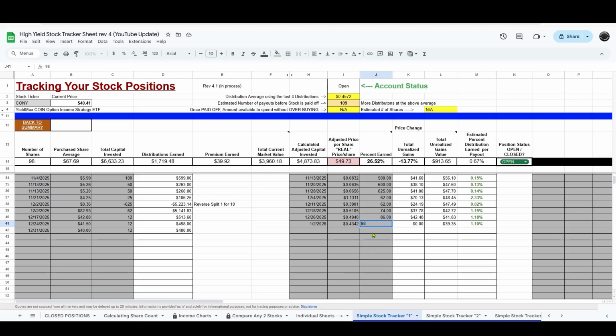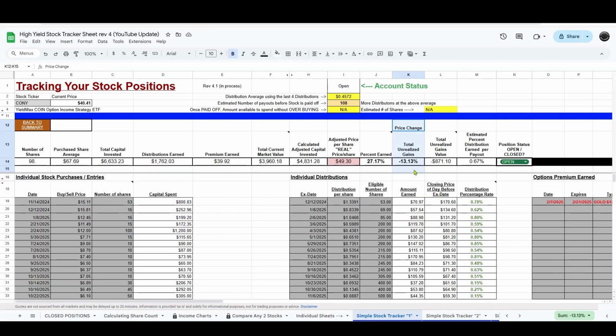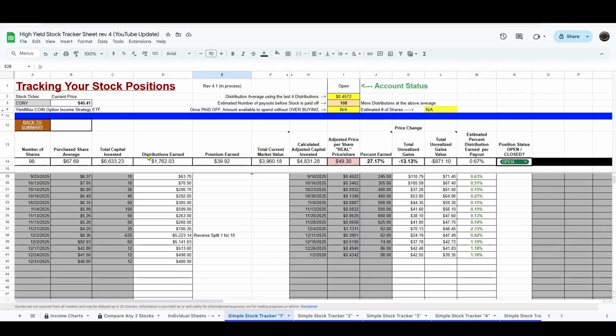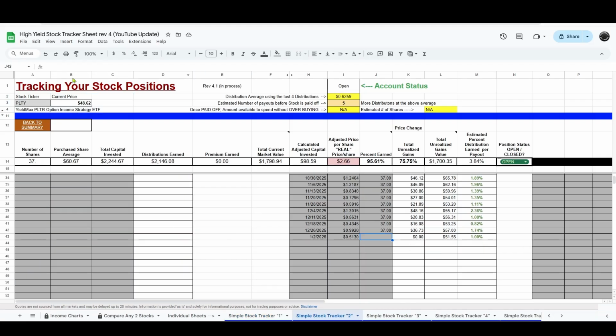And this is going to lower my real price per share from $49.73 down to $49.30. So I am still currently down on this one, but I'm only down 13% because the current price of Coney is $40.41. And moving on, we have Platy.